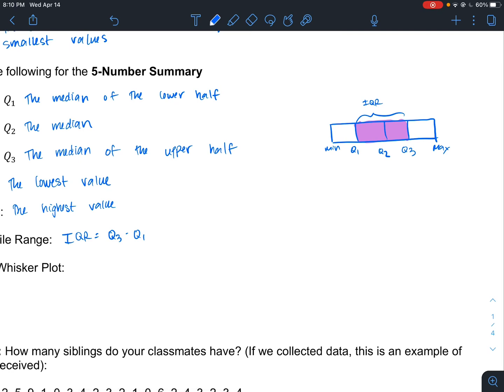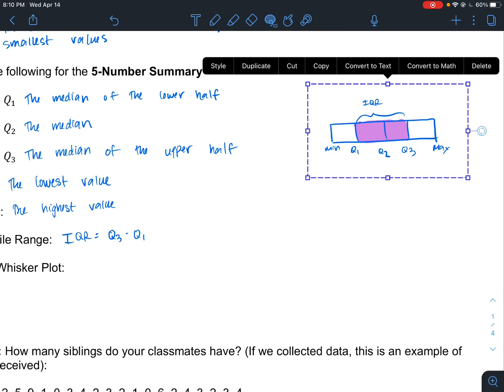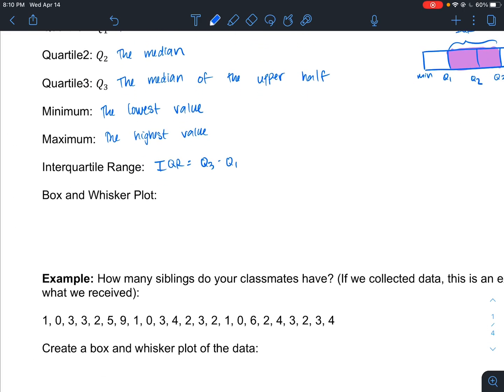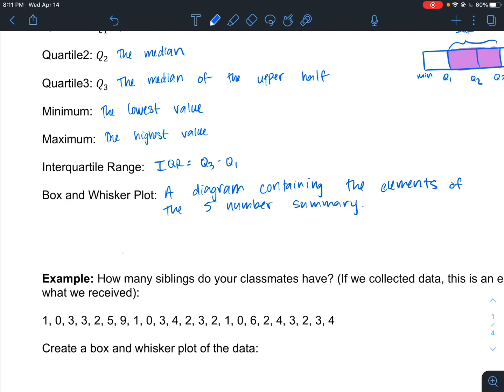So actually, let me take a copy of this. A box and whisker plot is a diagram containing the elements of the 5-number summary.